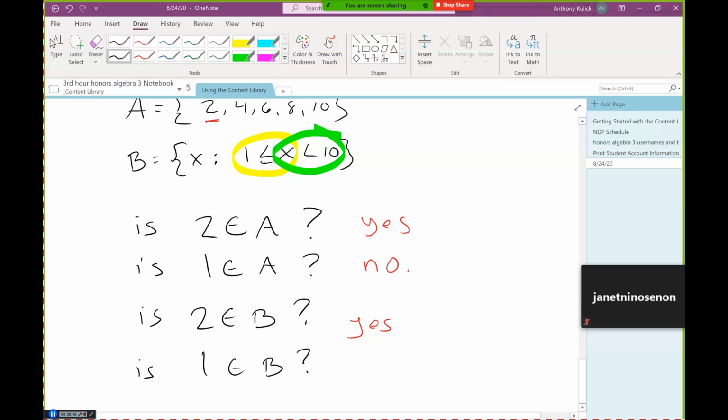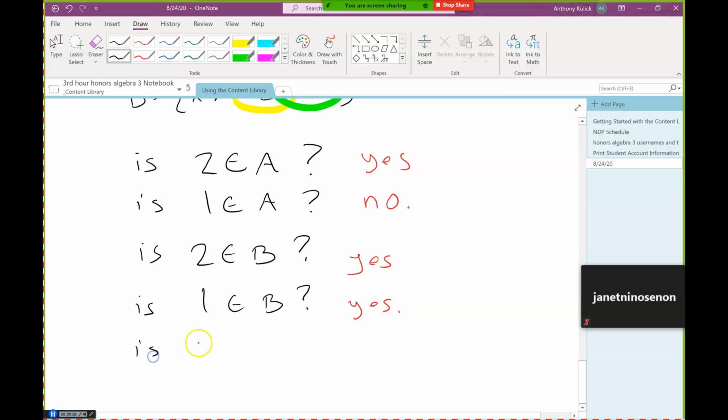Is 1 an element of B? Yes. Anybody object to that? Is 10 an element of B? No. Very good. Why not?